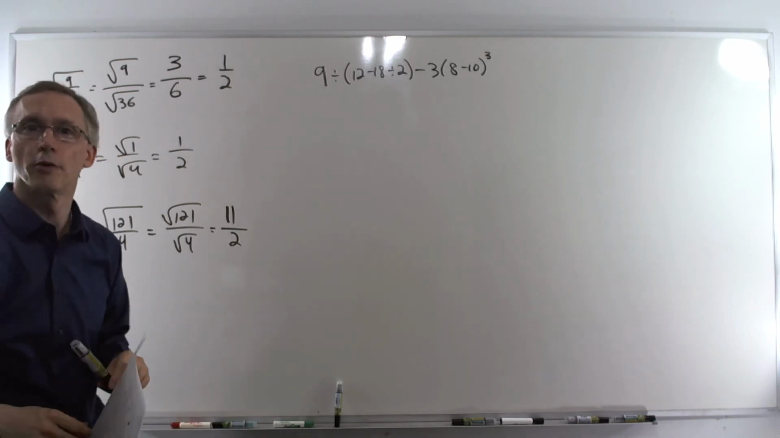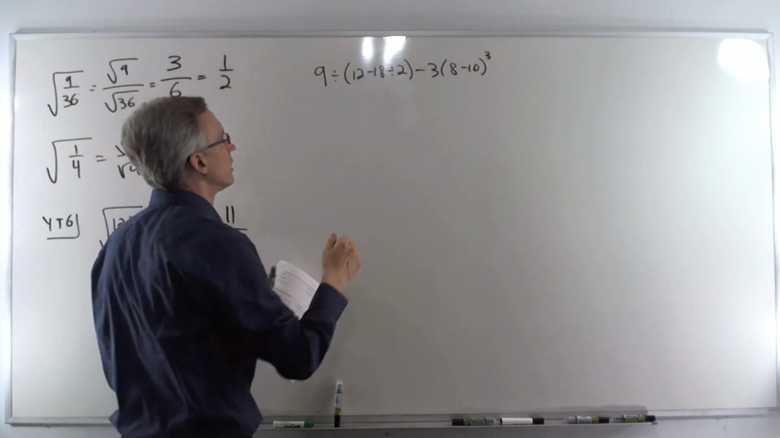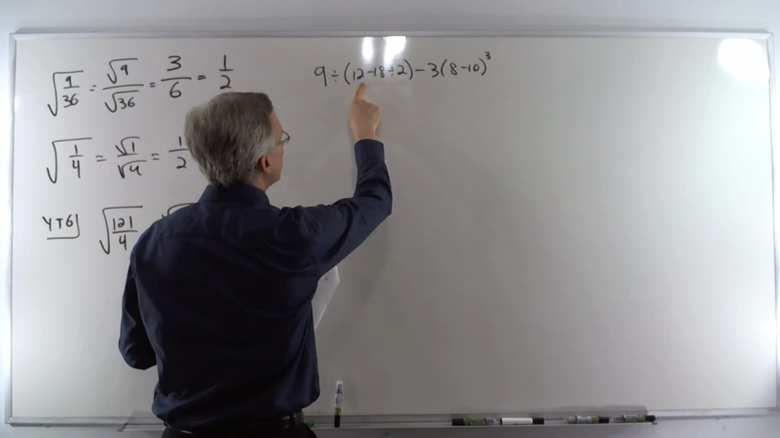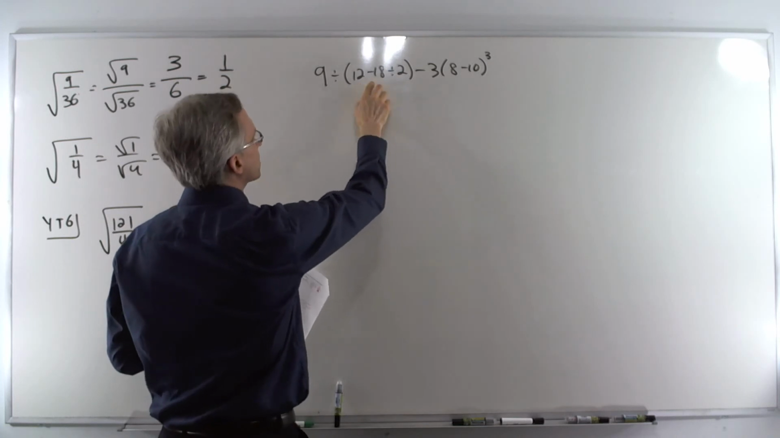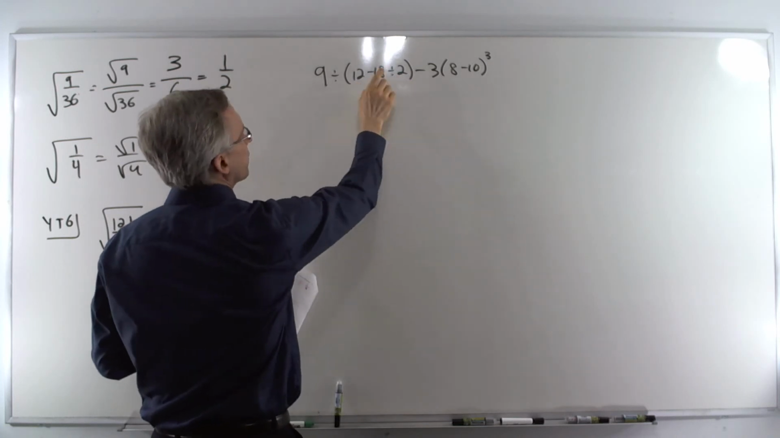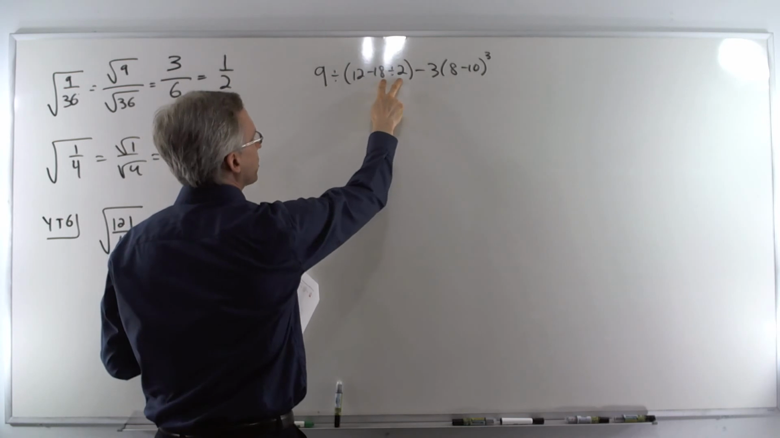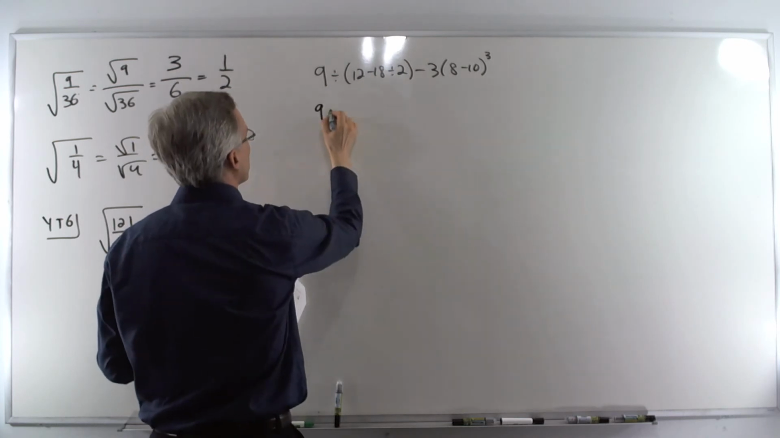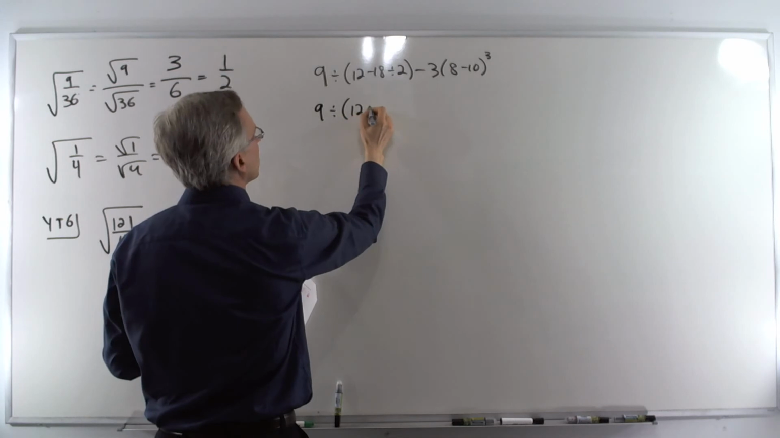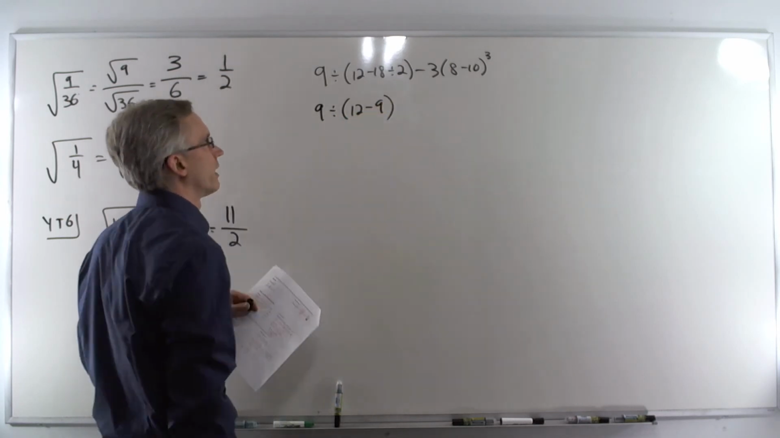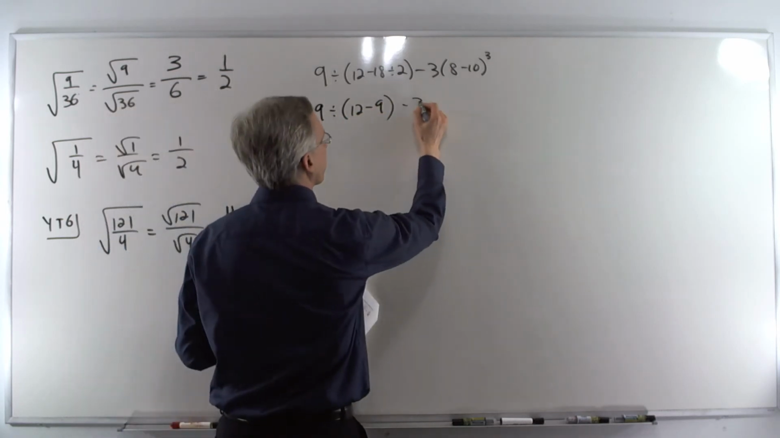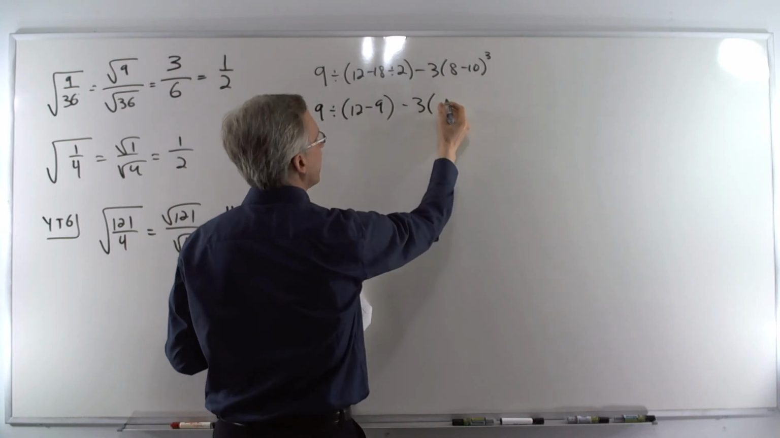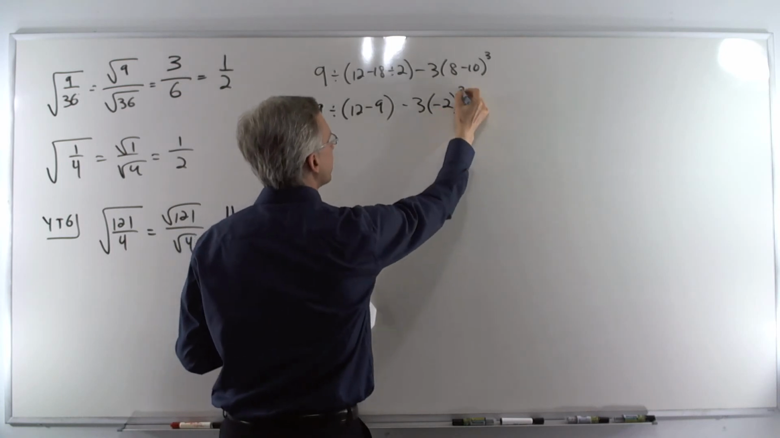So we're going to start off with grouping symbols. We've got some parentheses here. Now within this grouping symbol, we do order of operations. So just looking at this part, we've got subtraction and division. We're going to do division first. That gives us 12 minus 9 there. And then here, 8 minus 10 is negative 2. So we have negative 2 to the third power.